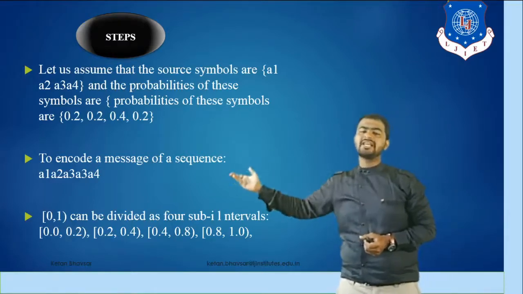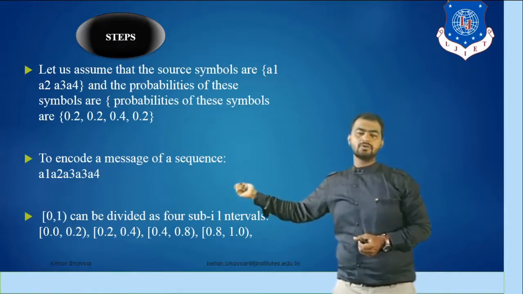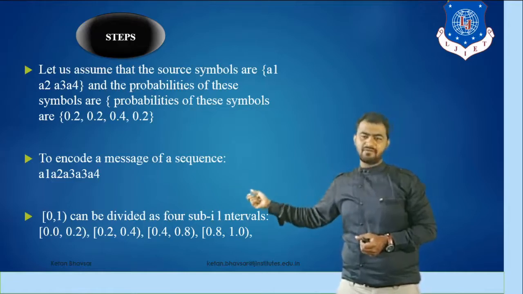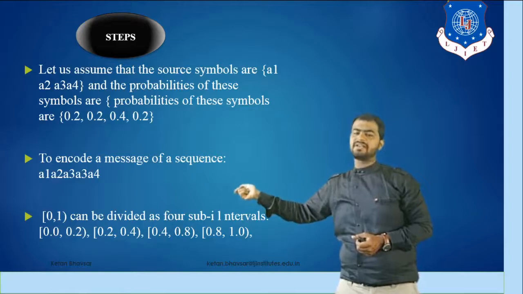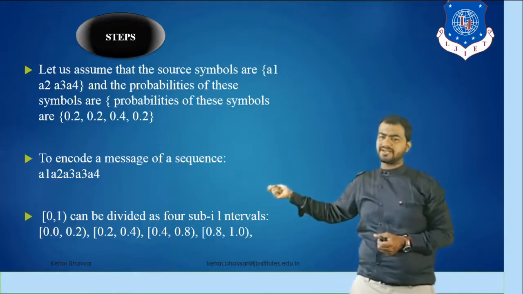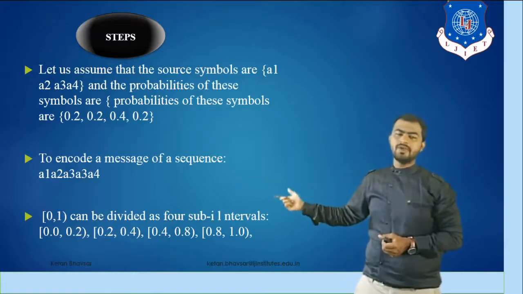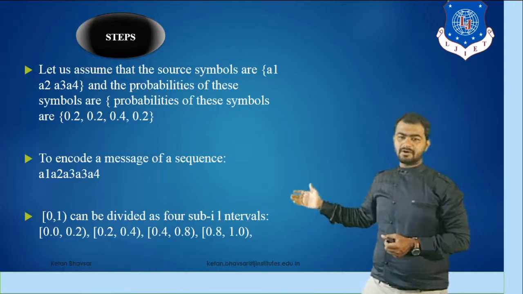But now you can see that A3 occurs two times, so for that reason we add the two values, 0.2 and 0.2, and it becomes 0.4. A4 is equal to 0.2, A1 is equal to 0.2 and A2 is equal to 0.2. So ultimately A1, A2 and A4 are 0.2 each and A3 is equal to 0.4, so we are getting the answer 1. So 0 to 1 can be divided into this type of subintervals.